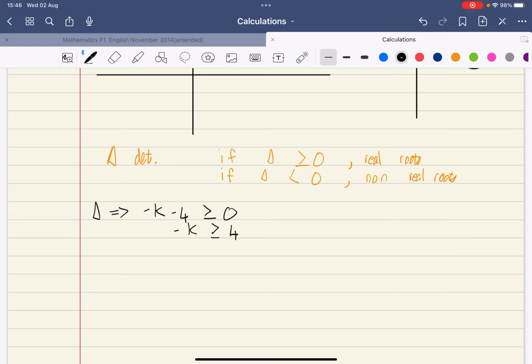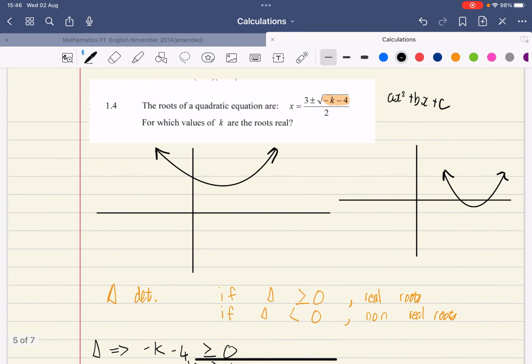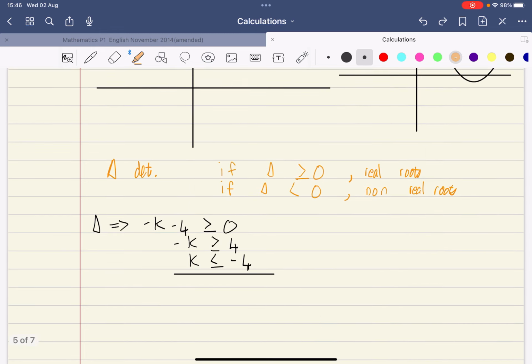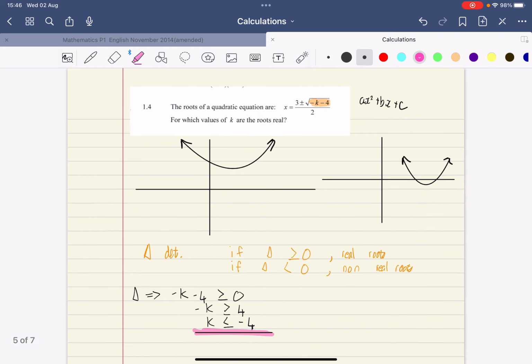Bring the 4 to the other side, divide the k by -1, swapping the signs, because when we divide by a negative in an inequality, the inequality swaps, and we are finished. So we learn that in order for this quadratic equation to have real roots, so it cuts the x-axis, we need k to be smaller or equal to -4. And that is the problem solved.